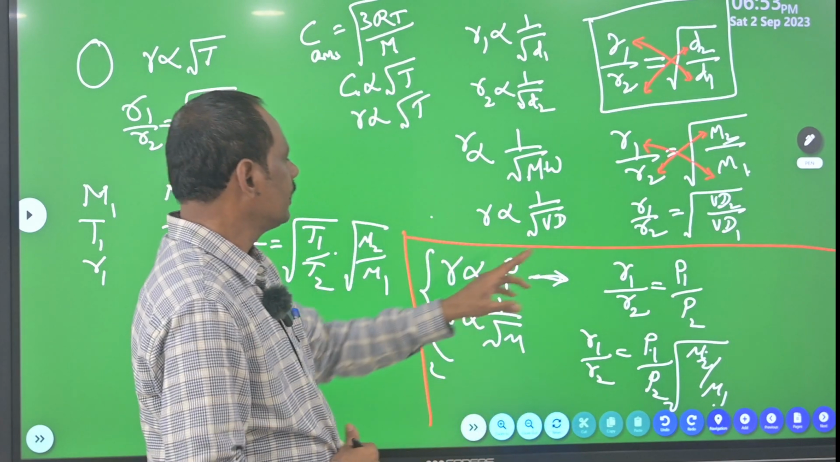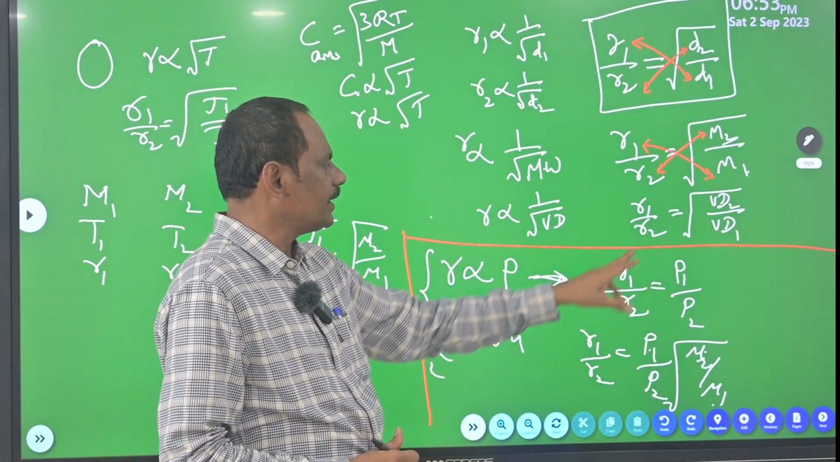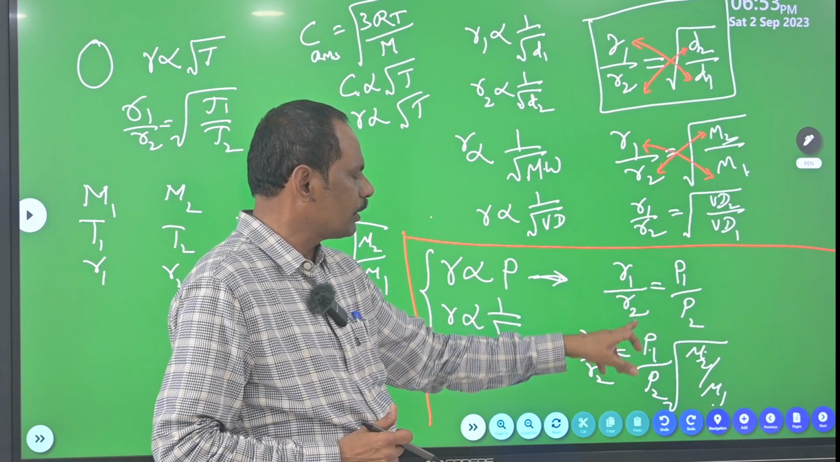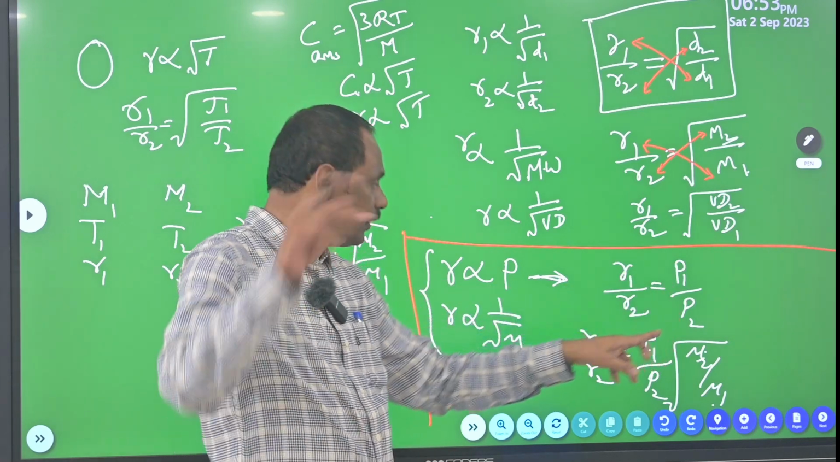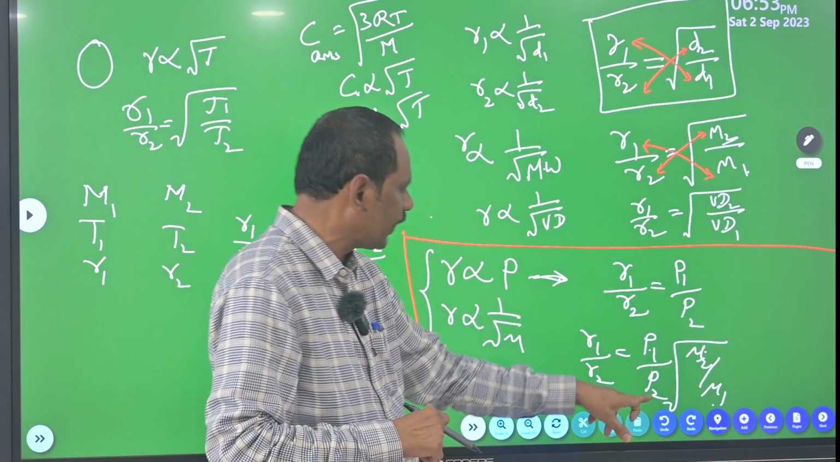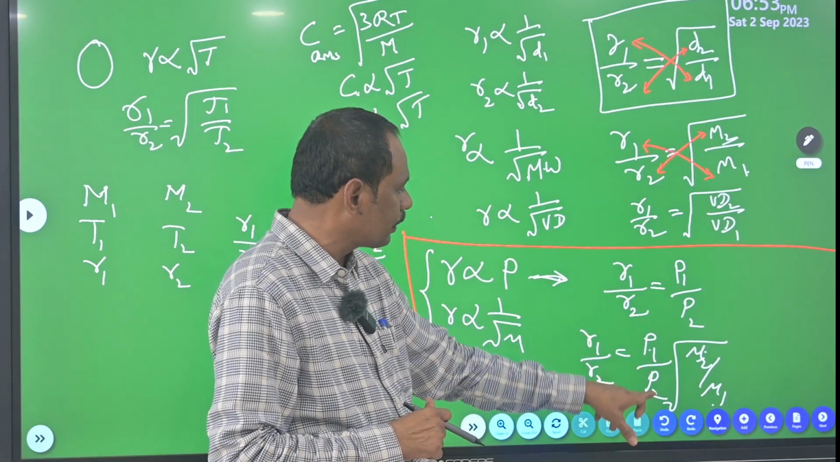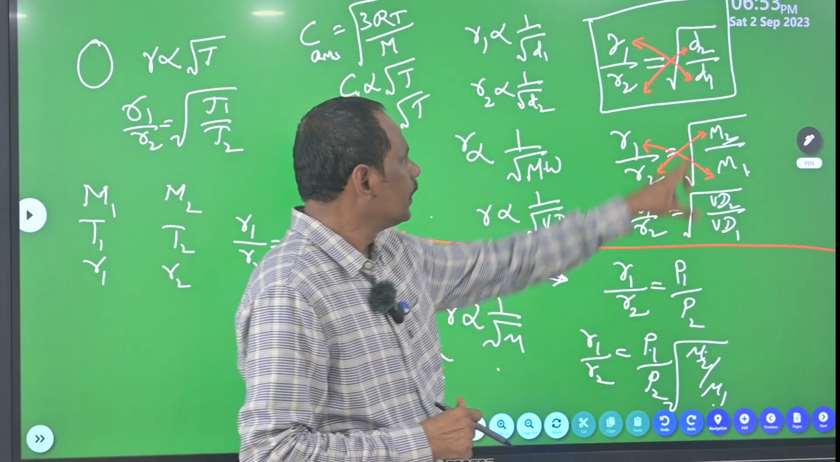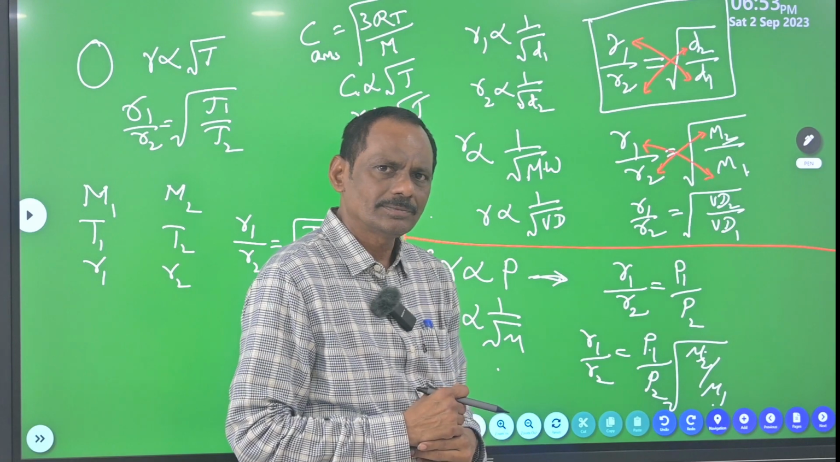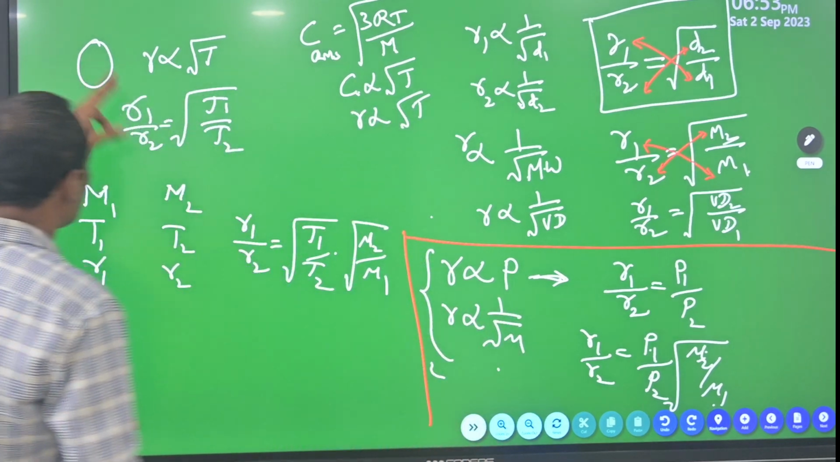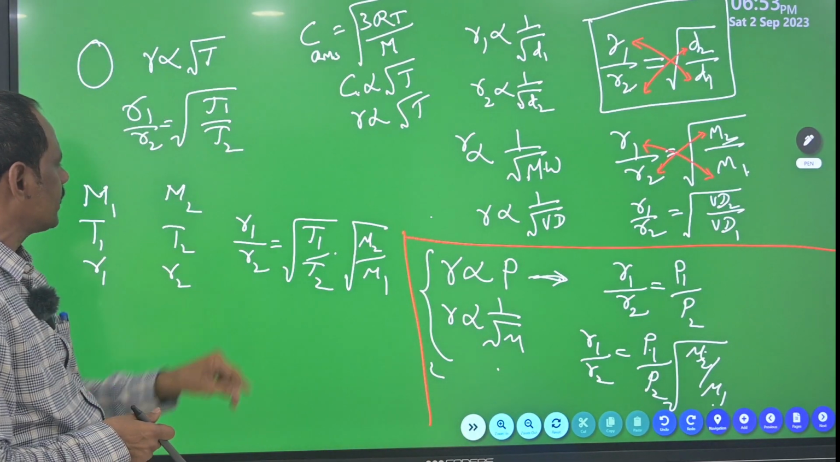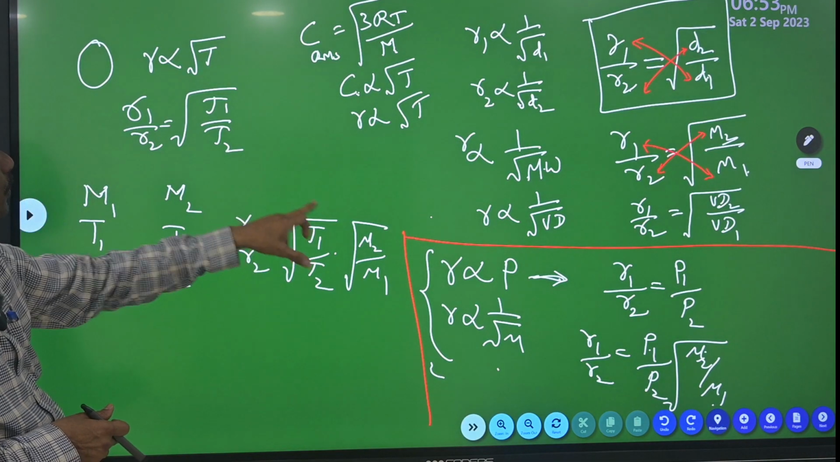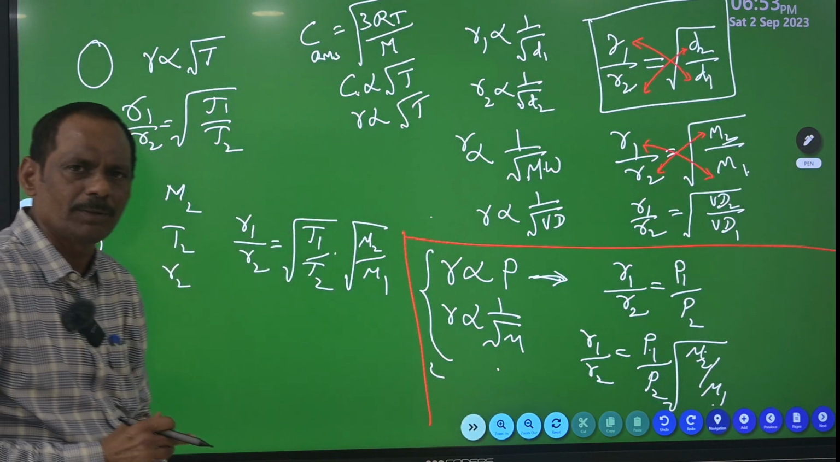In the second one, the same gas is taken at two different pressures. Then R1 by R2 is equal to P1 by P2. If two different gases are taken at two different pressures, R1 by R2 is equal to P1 by P2 into root M2 by M1. Here, two different gases are taken at two different temperatures. Then R1 by R2 is equal to root of T1 by T2 into root of M2 by M1.